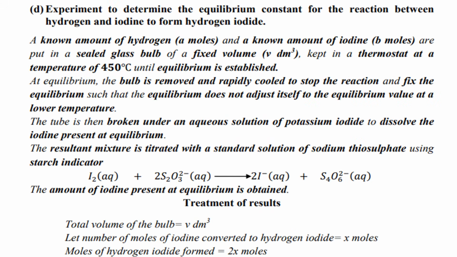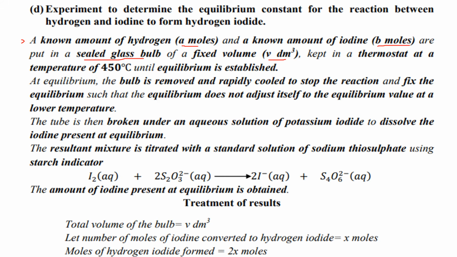Let's look at the experiment, which is the last experiment in this case. Experiment to determine the equilibrium constant for the reaction between hydrogen and iodine, which are going to form hydrogen iodide. So we're saying that a known amount of hydrogen, which is going to be a moles, is mixed with a known amount of iodine, in this case b moles, and put in a sealed gas tube, because all experiments must be in a closed system of a fixed volume of V decimeters cubed.